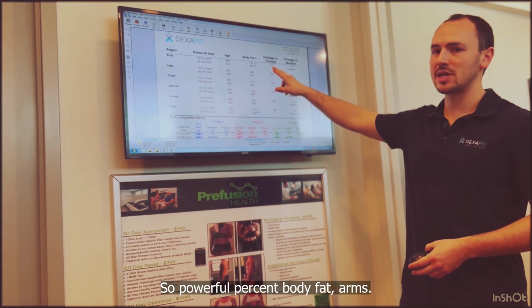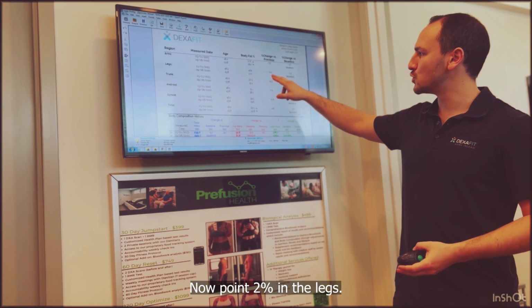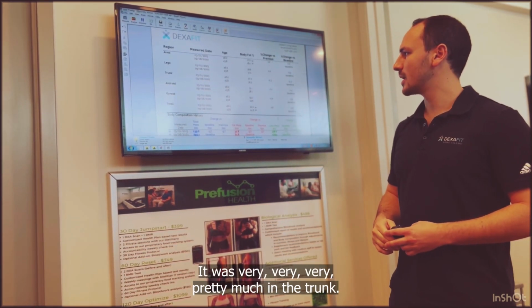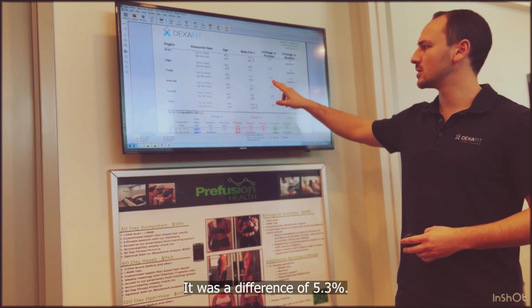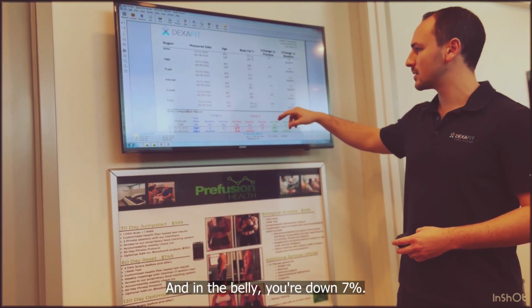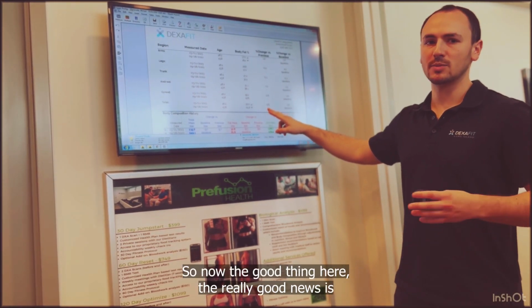So down 1% body fat in the arms. All right. Down 0.2% in the legs. There was very, very little change in the legs. That's pretty much nothing. In the trunk, there was a big difference though. You're down 5.3%. And in the belly, you're down 7%. Hips and thighs, down 0.5%. And overall, down just about 3%.